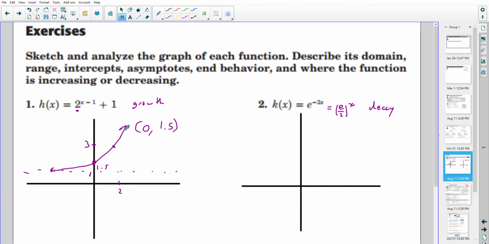And this is all going to be increasing no matter what point you put. If you were to draw secant lines, you are going to have a positive slope.